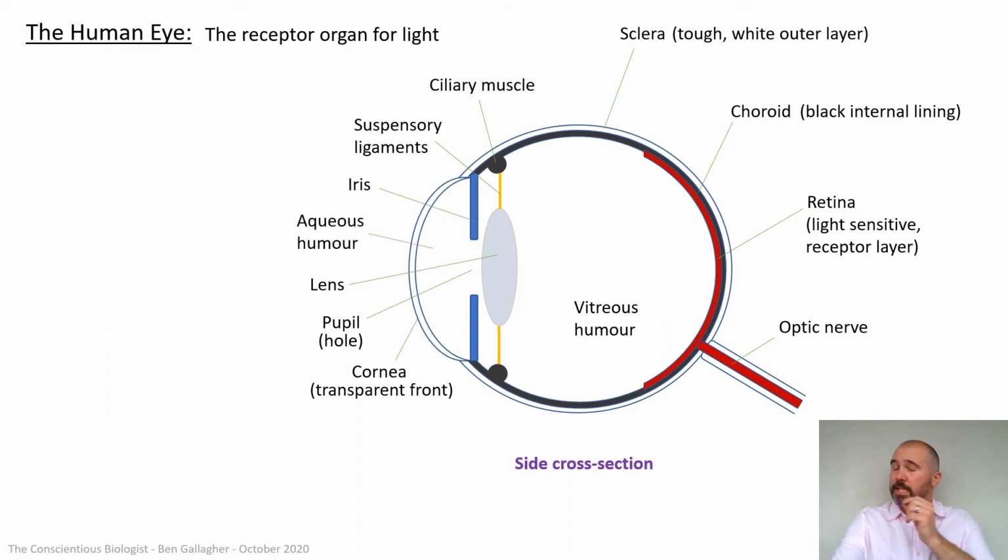Only last label is the aqueous humor that's in front of the iris and the lens. That's the liquid at the very front bit of your eye. But that's all the information about the eyeball itself. So take a screenshot of that if you don't remember it from GCSE and revise from that.